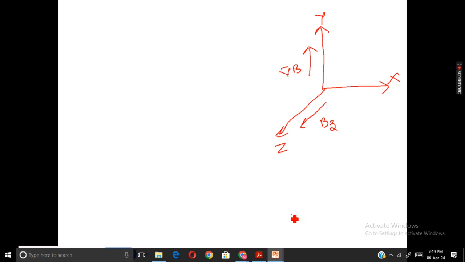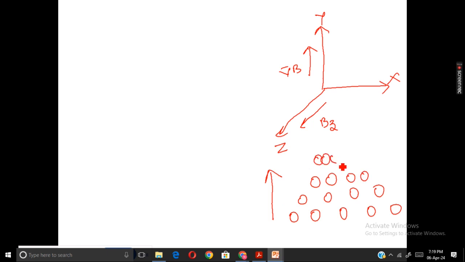So what it basically means is that this is the magnetic field. This is along the z direction, and as we go up in the y direction, the lines are coming closer to each other. This means the magnetic field is becoming stronger.